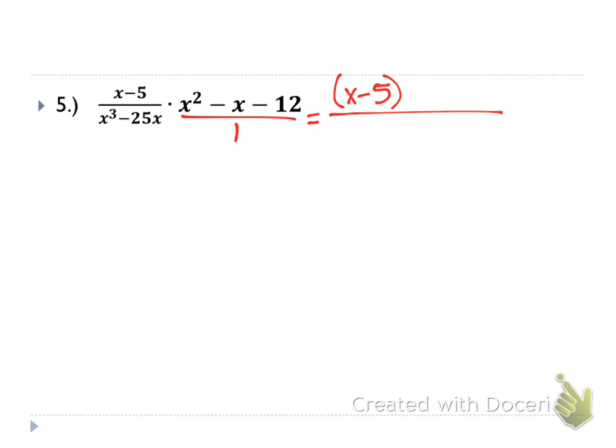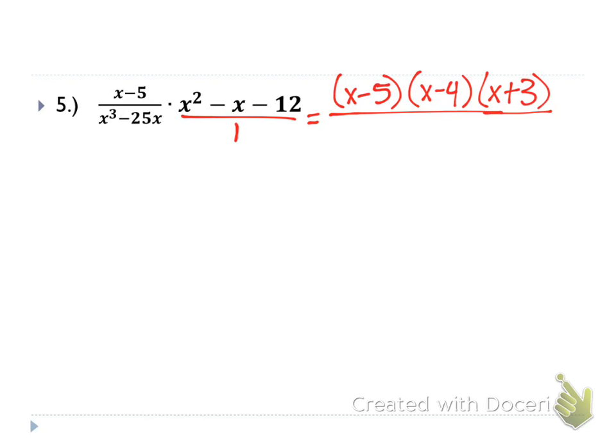What method do I need to factor my second numerator? The X method. But this ought to look familiar. We just factored this on the last one. What did it factor into? X minus 4, x plus 3. It's that same exact polynomial that we factored at the beginning of the last problem. We move on to the denominator.